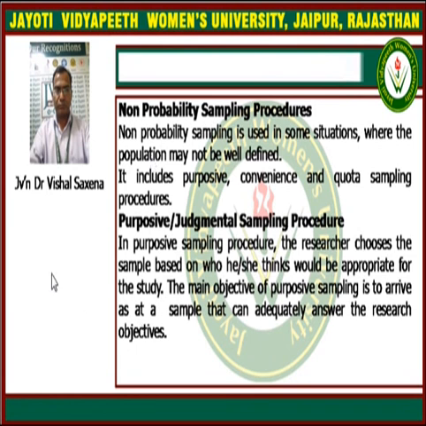Now it is divided into several parts, like purposive sampling, also known as judgmental sampling. This is the type of sampling where the researcher chooses a sample based on who he or she thinks would be appropriate for the study. That means this type of sampling is important for the researcher according to his or her need or objectives. The main purpose of sampling is to arrive at a sample that can adequately answer the researcher's objective. So according to the objective, this type of sampling should be done.